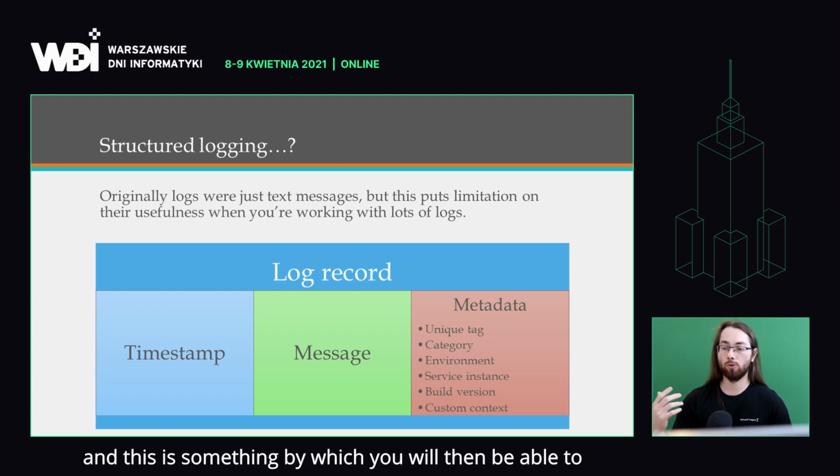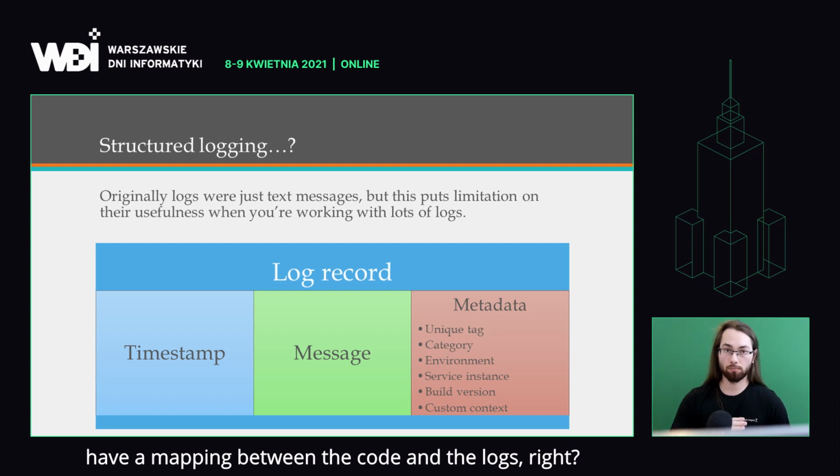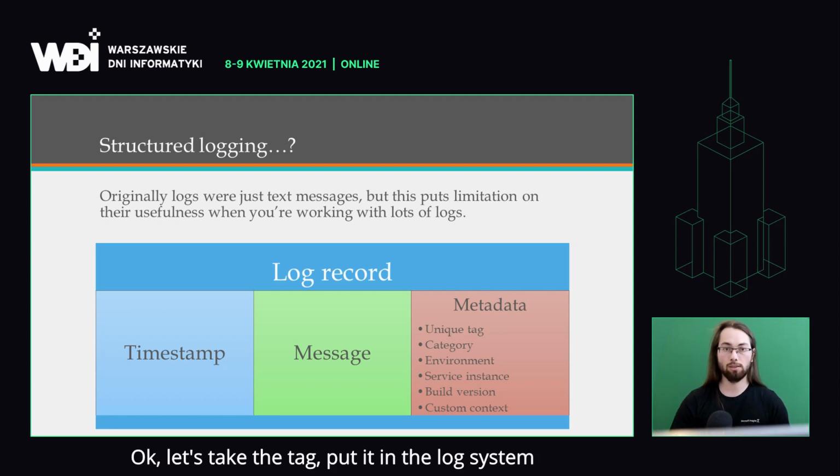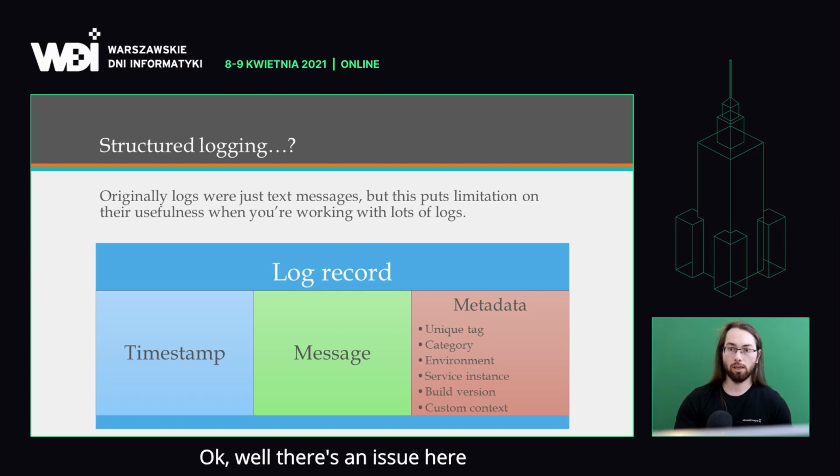And this is something by which you will then be able to have a mapping between the code and the logs, right? Say you're looking at the code and wonder, how many users hit this code path? Okay, let's take the tag, put it in the log system, boom, you have the numbers. And vice versa, you're looking at the logs and wonder, okay, well, there's an issue here. Where is it in the code? Okay, boom, and there you're in the code.